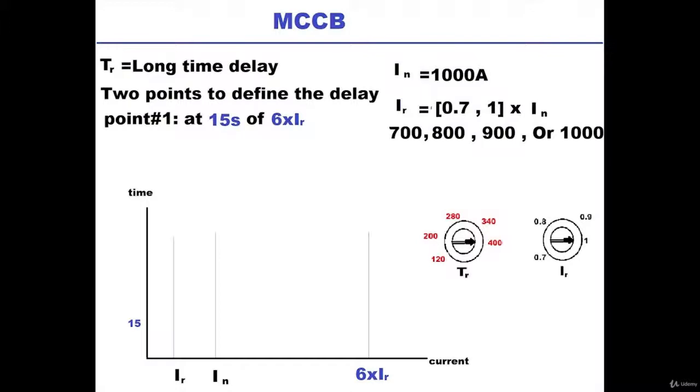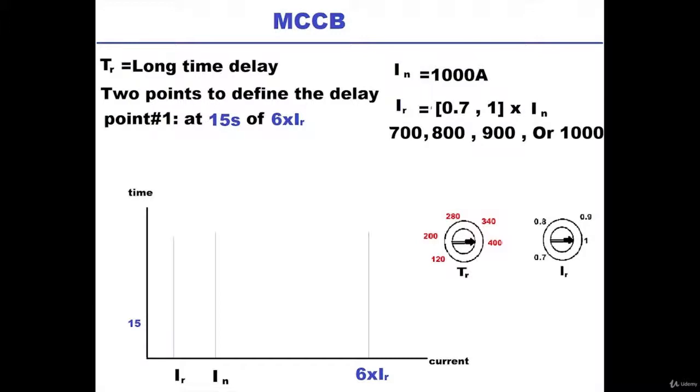Now there is another screw that will define the long time delay. The long time delay is going to be a line that will define how long it will take at a certain current for your circuit breaker to trip. However, to plot this line, we need 2 points. Like in geometry, to plot any line, you need 2 points. The manufacturer datasheet will define one of the points for you.